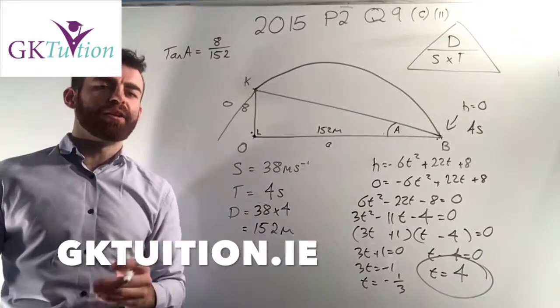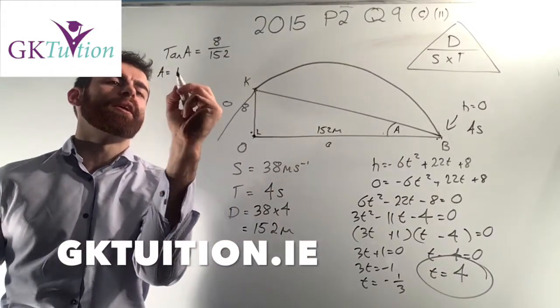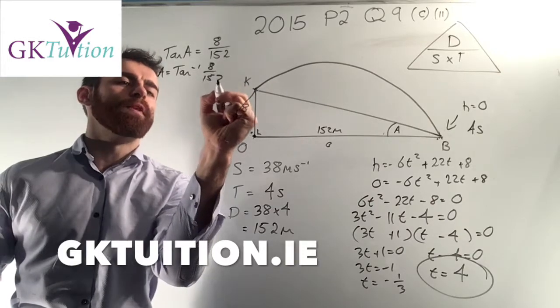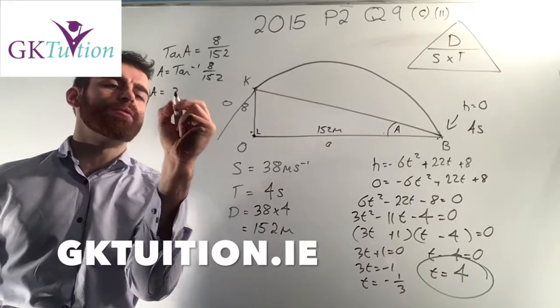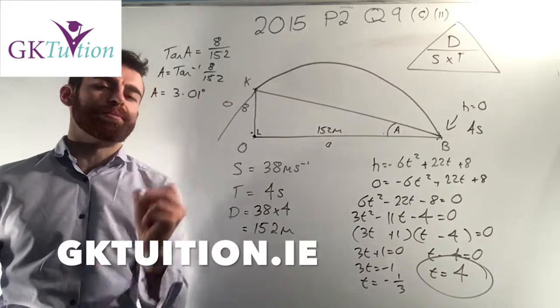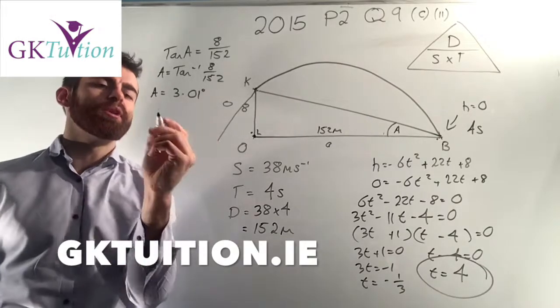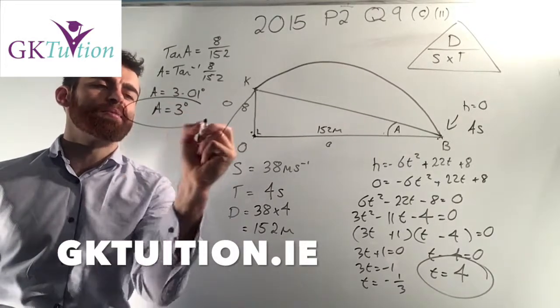Now clearly to get A on its own, I'm just going to get tan inverse. So I can just plug this into my calculator. A is equal to tan inverse of 8 over 152. If I plug this into my calculator, I'll get A is equal to 3.01 degrees. And the question asked me to leave it to the nearest degree, so to the nearest degree, in this case, I can say that A is equal to 3 degrees, and that's my final answer.